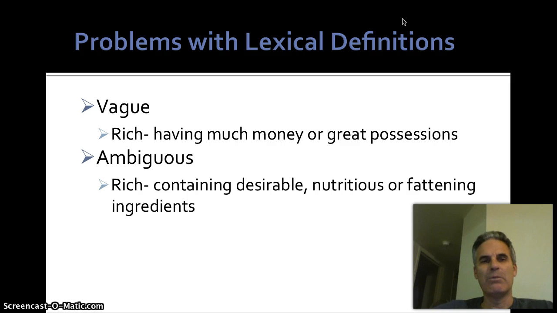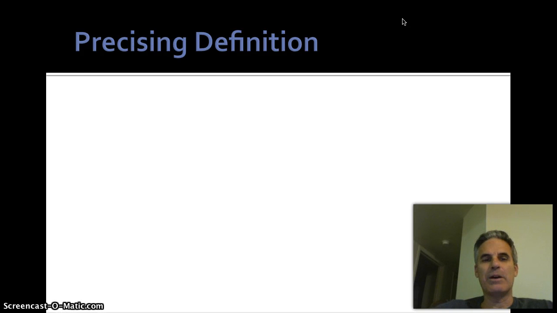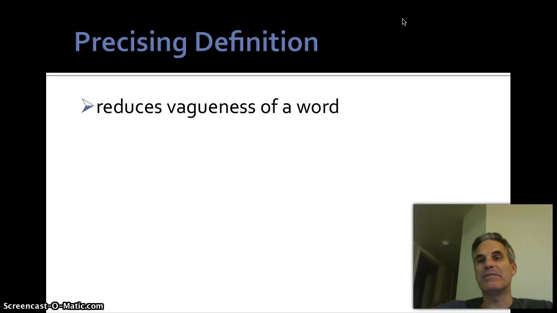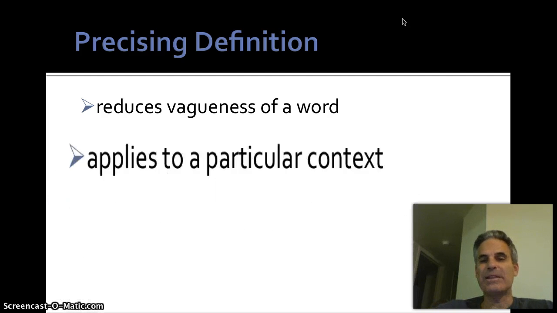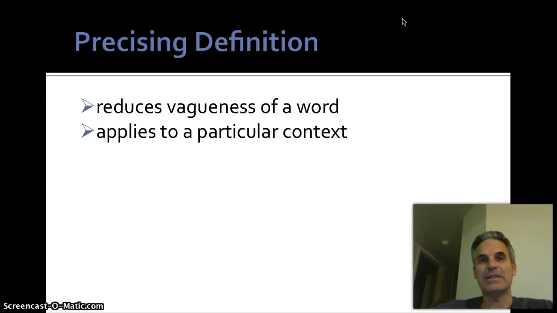Because of this, what we have to do is refine our lexical definitions. The next definition comes because lexical definitions sometimes aren't enough. And this is why we have precising definitions. What a precising definition does is it reduces the vagueness of a word. It defines a word that is vague and makes it more precise. It also applies that word to a particular context, okay?